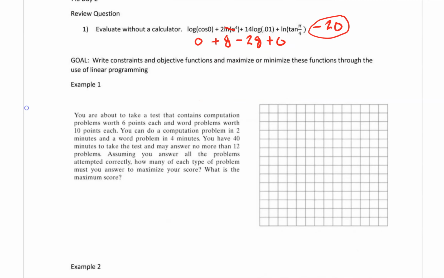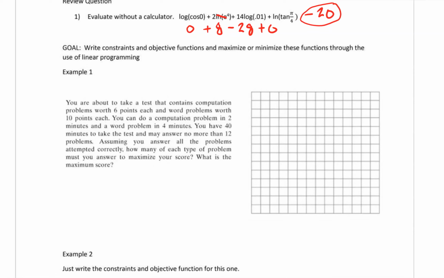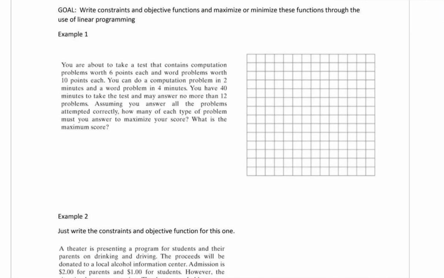All right, our goal today, we want to write constraints and objective functions and maximize or minimize these functions through the use of linear programming. So if you don't already have one, it's a good idea that you go and get yourself a ruler. You are going to need a ruler to make this work. You could use your ID or whatever. It is really important because where these lines end up crossing and the way you have to scale these, sometimes it's hard to tell if you don't draw good straight lines.